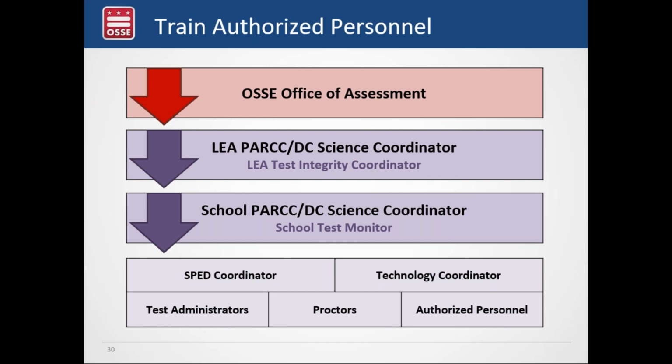The school test coordinator usually works with the staff at the school to train them on all of these policies, test security-wise and also administration-wise. So they'll be working with their special education and technology coordinators. They may train them a little bit earlier. The test administrators and proctors, who are the bulk of the staff who will be supporting you, will usually have a specific training date. You'll list that in your school test security plan so OSSE knows that you've done it and when it is. You'll also have them sign in so we know that they attended.